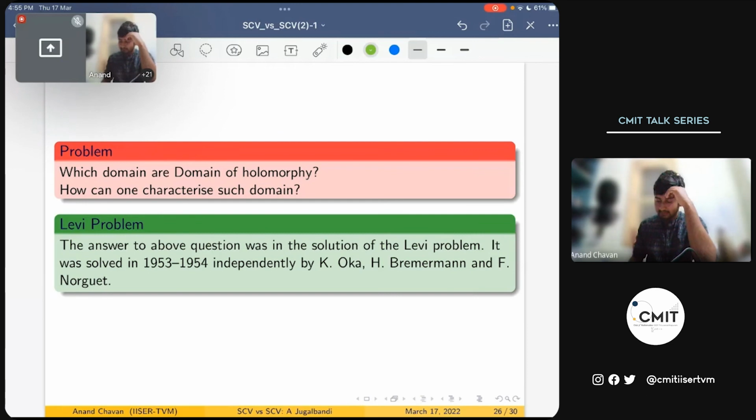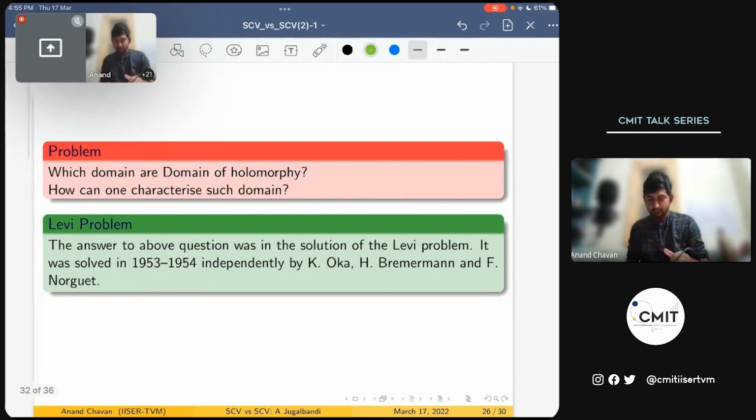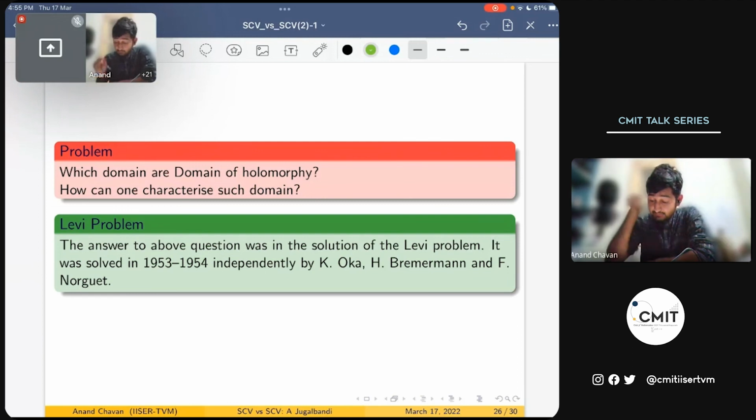Bremermann, and Norguet. Now this is a very interesting thing, because the Levi problem still has some unsolved problems. Actually, there are many variants of this problem, and some of the variants are still unsolved. So this is an open problem. I guess it is still an open problem in some variants of it.